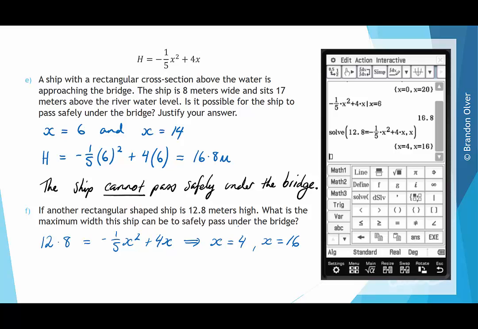Therefore, the maximum width of the ship must lie between x is 4 and x is 16, which means that 12 metres is the maximum width of the ship.